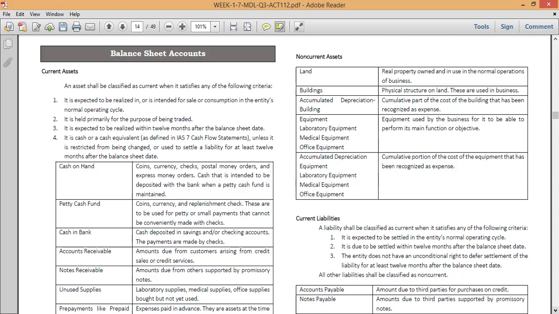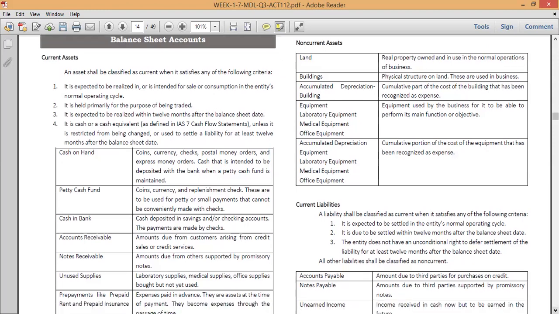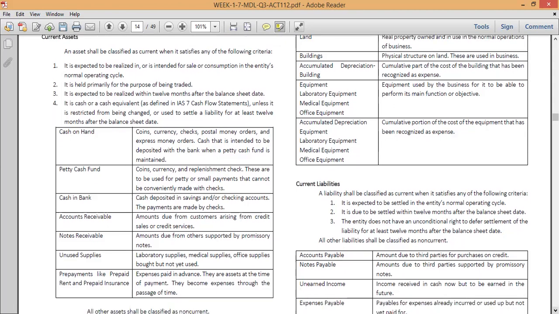So, current assets. Isisimplify ko na lang po. Ito po yung mga pagmamay-ari or magiging sa'yo within the 12 months. Okay? Ito po yung mga bagay sa'yo or sa business mo na meron ka or mapapasayo within a 12 months or within a year. Okay po? Kaya siya tinawag na current assets.